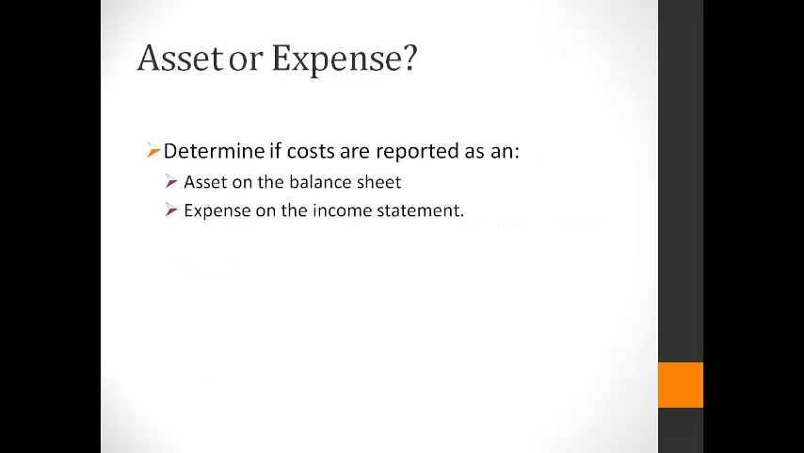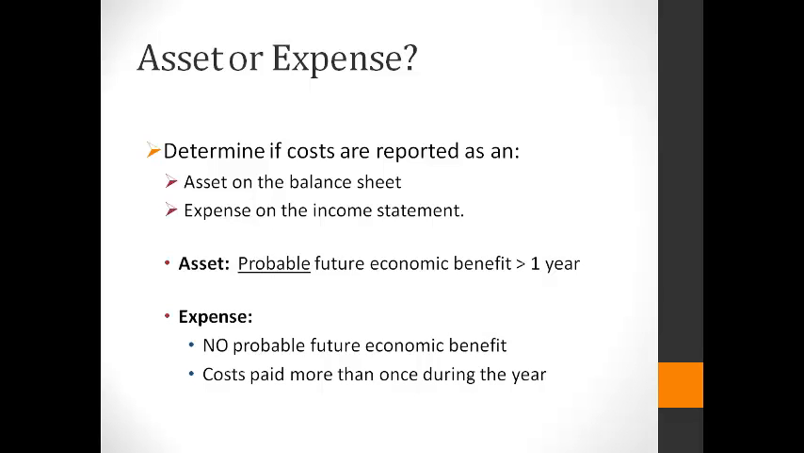One of the most important responsibilities of an accountant is to determine if an expenditure should be reported as an asset or an expense. The rules under GAAP follow the basic principle that an asset must provide probable future economic benefit for a period of at least 1 year to be an asset. Costs are expensed when there is no probable future economic benefit. Costs incurred more than once during the year, by definition, do not provide enough future economic benefit because the benefit runs out and must be purchased again.